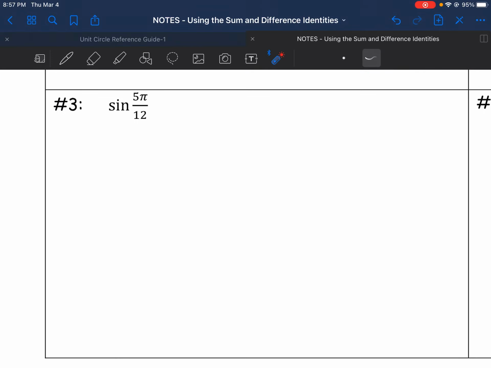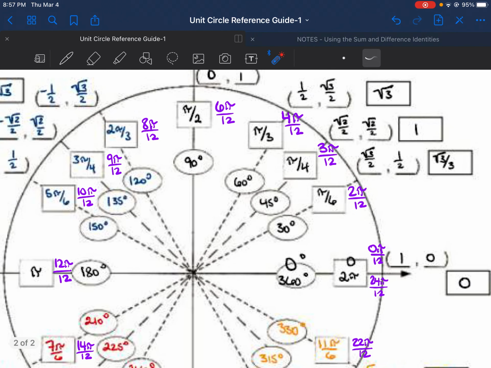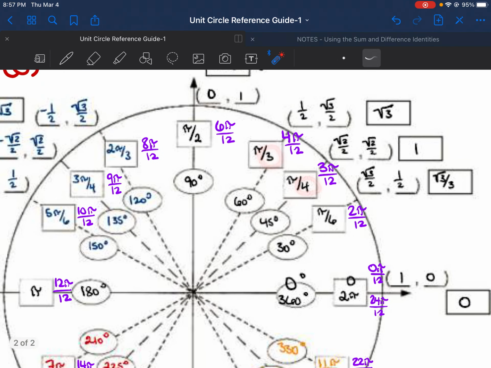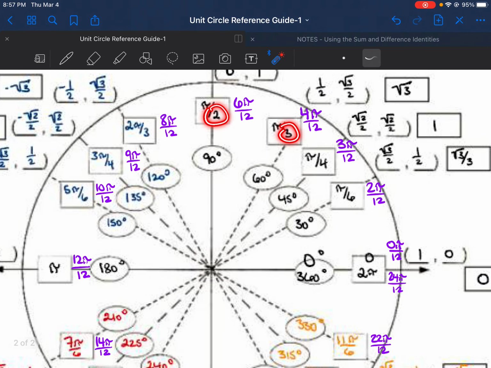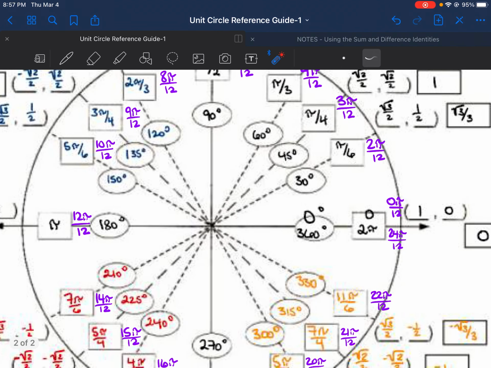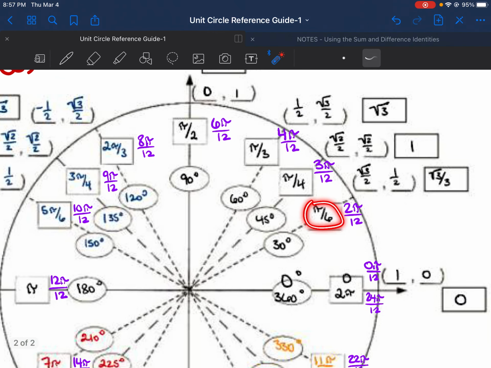In this example, we want to calculate the exact value of the sine of 5 pi over 12. One thing that I think is a really good idea, and you're going to see this on my unit circle, is that if you look at all the different radian angles, pi over 6, pi over 4, pi over 3, pi over 2, every single denominator is either a 2, 3, 4, or a 6. A common denominator between all of them would be 12. So I've converted every single radian measure to have a denominator of 12.